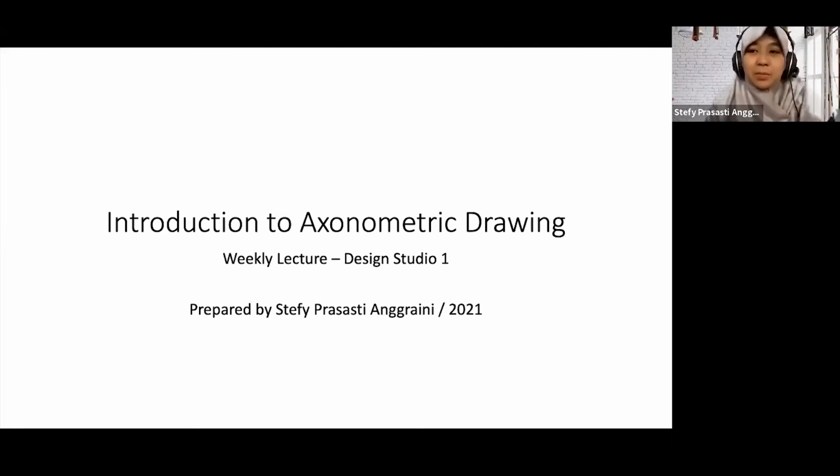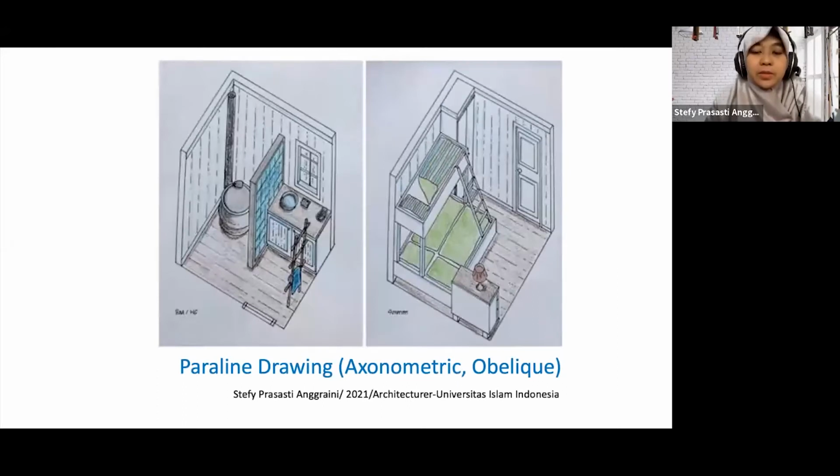Oke, kita di sini akan membahas tentang, we will talk about the introduction to axonometric drawing. Before this session, we already learned about multi-view drawing, and then we can go to the single view drawing. It's called axonometry drawing. Sometimes axonometric is called paraline drawing, and maybe you can see the axonometric, oblique.